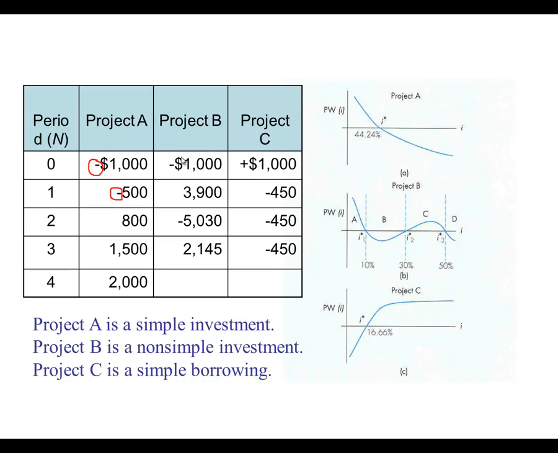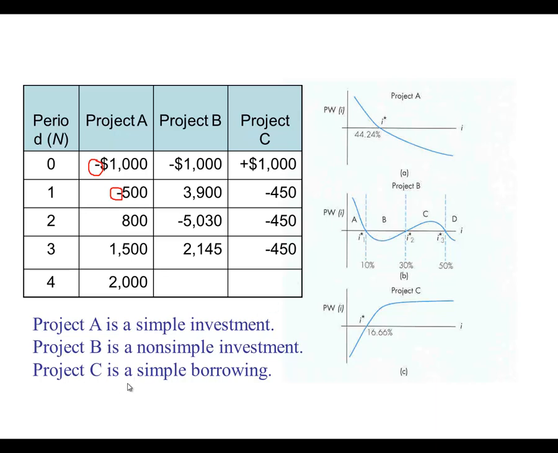While if you go to project B, we have negative 1000, then 3900, then negative 5030, then positive 2145. That means it fluctuates like that, sometimes positive, sometimes negative, again positive, negative, and so on. That's why we have multiple rates of return, and in this case it's a non-simple investment.